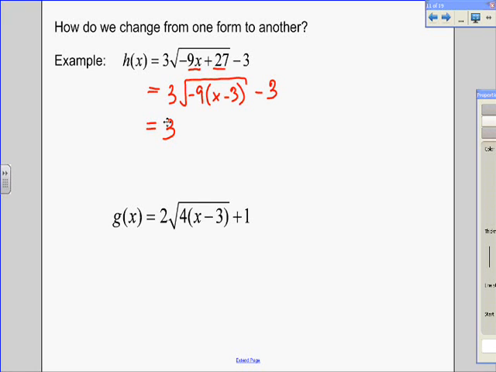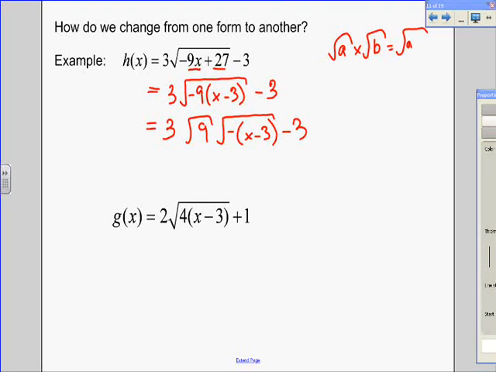3, and I'm going to take this 9 and actually write it as its own separate square root, because I'm allowed to do that. My property says that the root of a times the root of b is the same as the root of a times b. Well, that's what I've done here. I've taken my a times b, that 9 times negative x minus 3, and I've just separated them into two separate square root signs. What ends up happening there? Well, the square root of 9 is just 3. So I have 3 times 3, which is 9, root of negative x minus 3 minus 3.